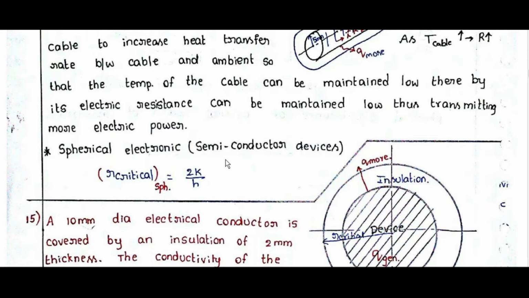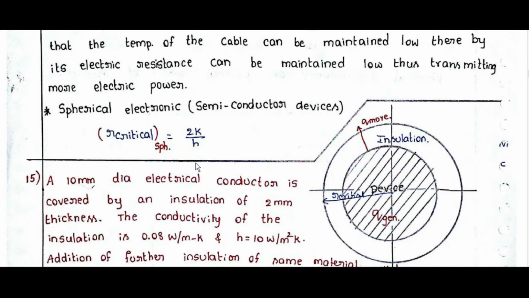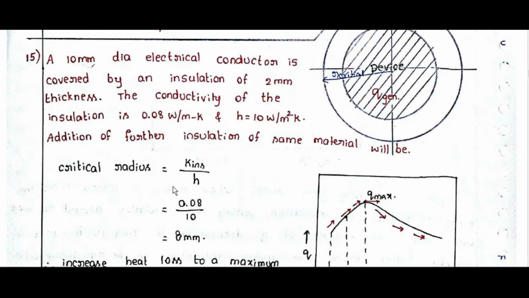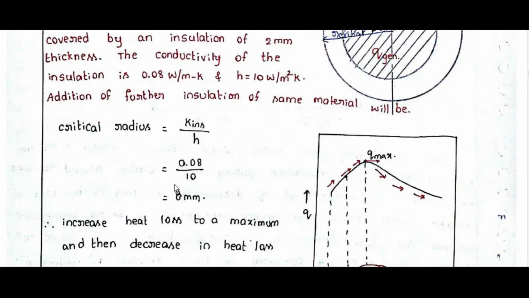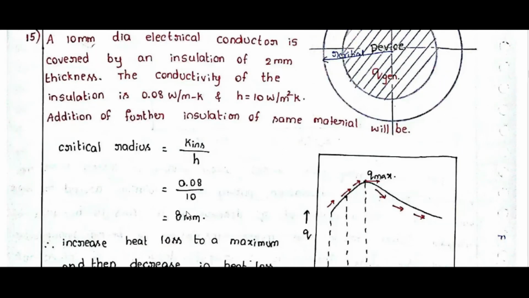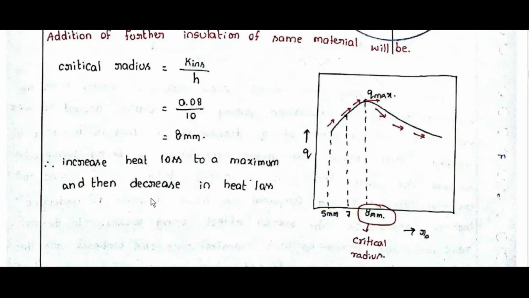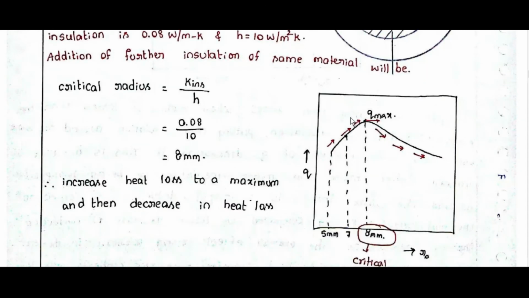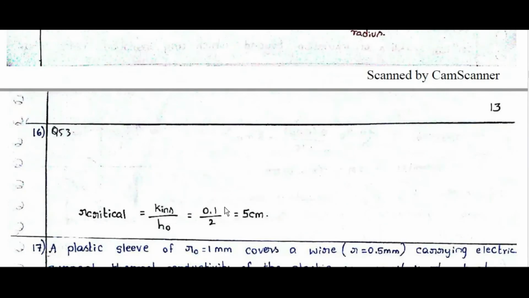Spherical electronic semiconductor devices: R critical for a sphere is equal to 2K by H. Insulation, more Q generation. Critical radius is equal to K insulation by H, which is 0.08 by 10. Here you should not bother about this K, only the insulation K we should consider. Heat loss increases to a maximum and then decreases as we increase insulation. It will be at some point and then decrease.